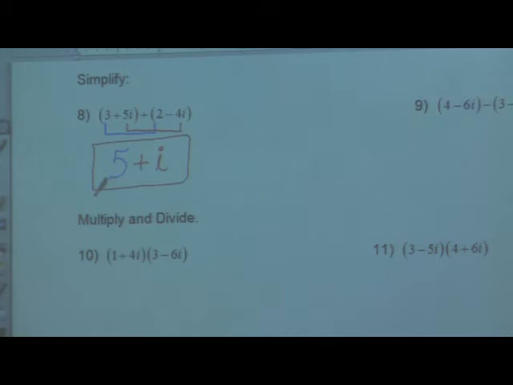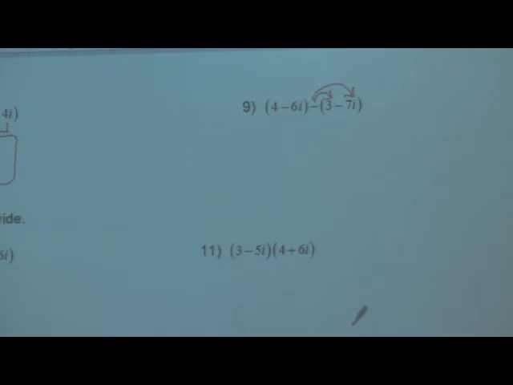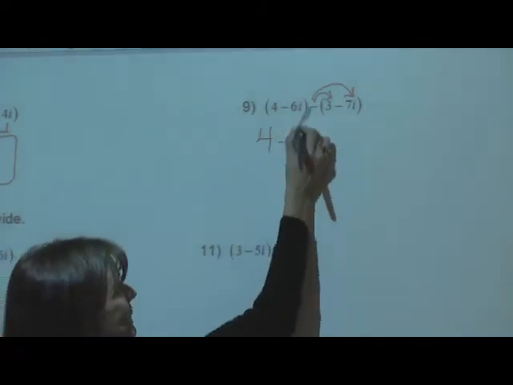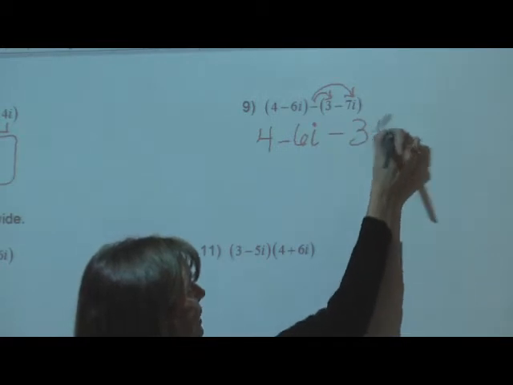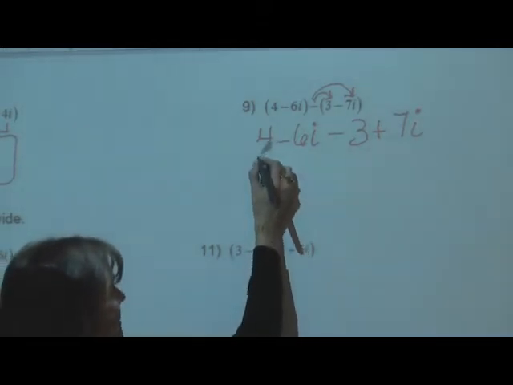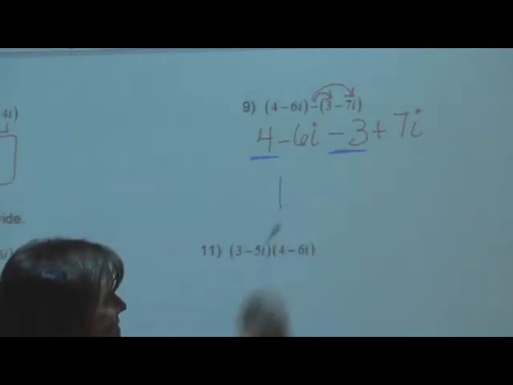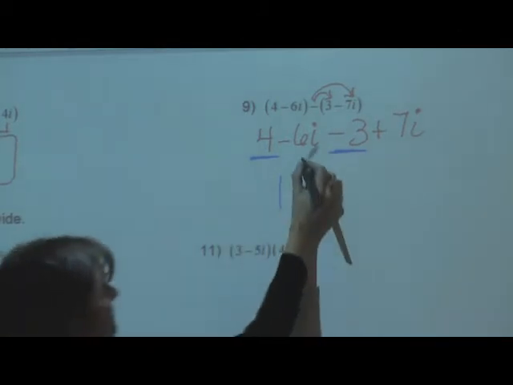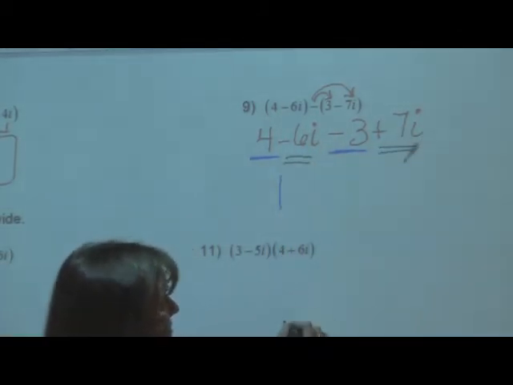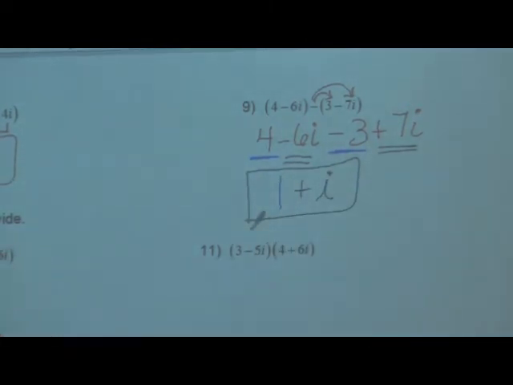Same thing with number 9, except be careful. Don't forget that you need to distribute that negative. So let's work that out and write it out first. 4 minus 6i minus 3 plus 7i. Now put numbers with numbers, letters with letters, and in this case we've got i's. So we've got a 4 and a minus 3. That gives me a total of positive 1. And then I've got negative 6i and a positive 7i. That gives me a positive 1i. So my final answer is 1 plus I, and that's in simplified form.